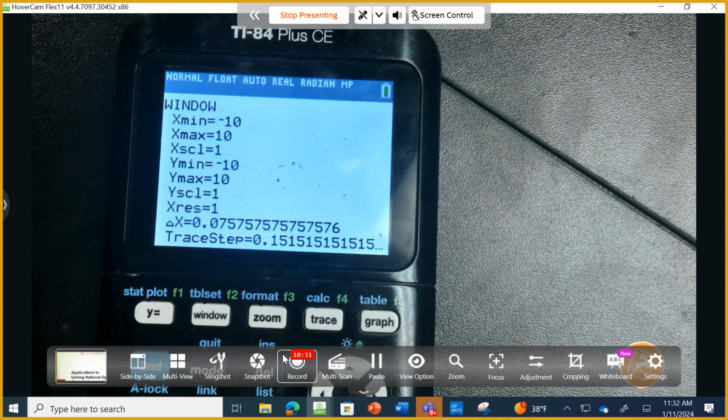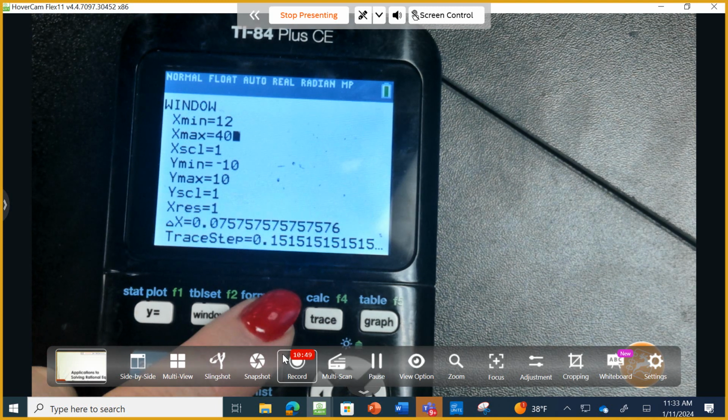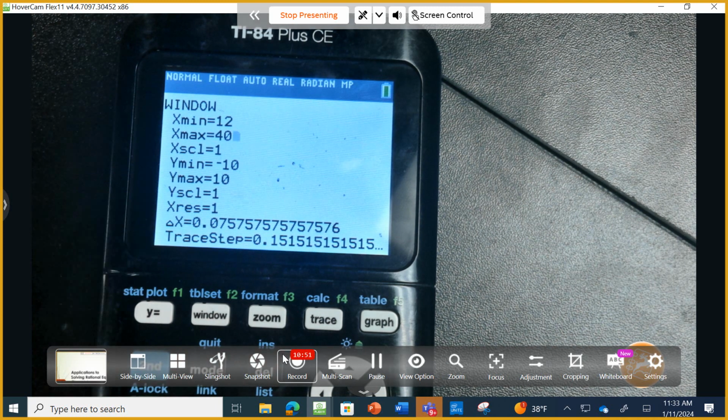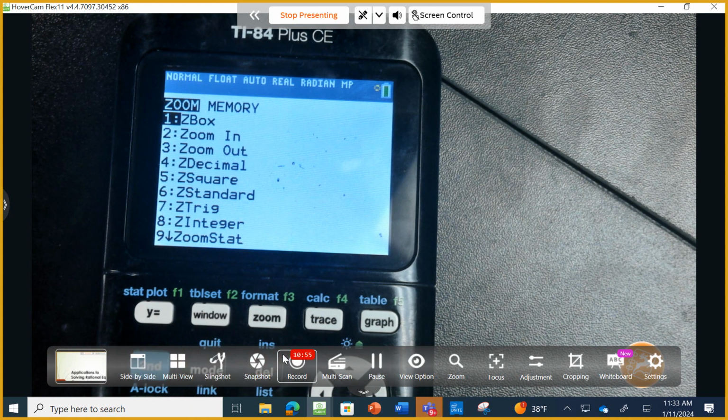Will one hose by itself take more or less than 12 minutes? The answer is more. So let's go 12 here, and I'm just going to make up a larger number like 40. Okay, now we're going to do zoom fit. After we do 12, and I just made up a larger arbitrary number, we're going to do zoom fit.